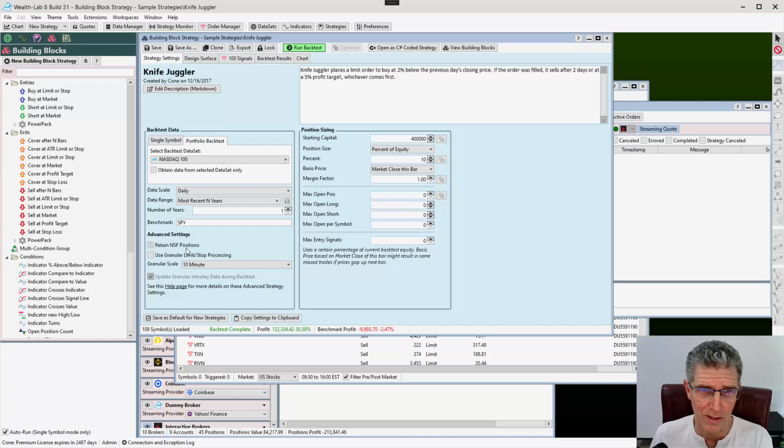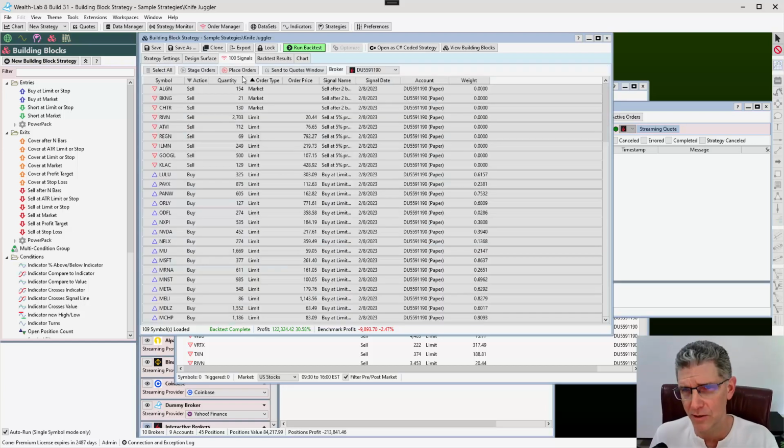I hope you can see that there's a big difference, especially today, between retain and not retain NSF positions. There's also another video on NSF positions if you don't quite understand what that means yet. But it makes a big difference in trading. So that is the strategy window.